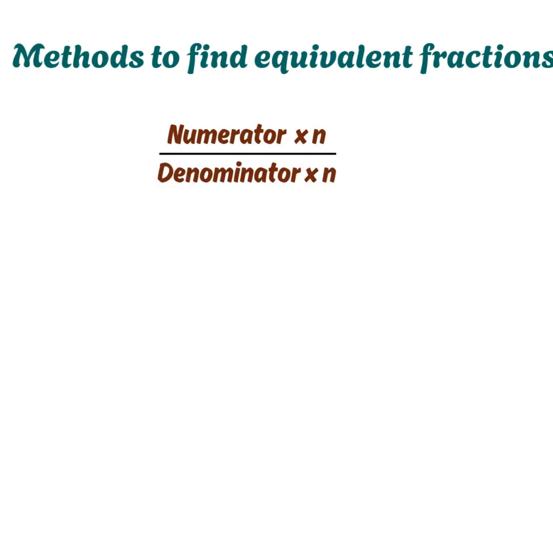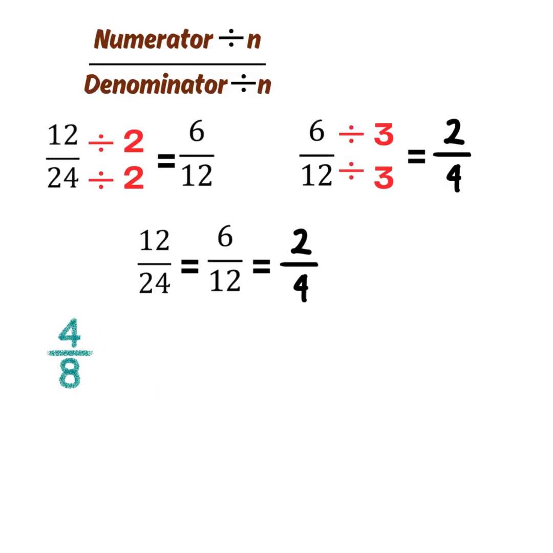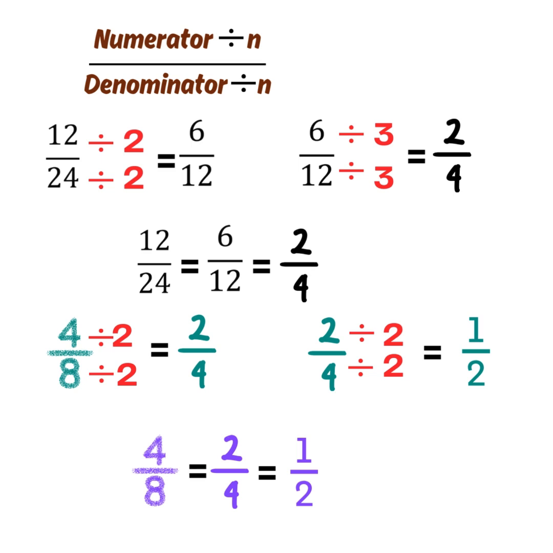There are two main methods to find equivalent fractions. Multiplication method. Multiply the numerator and denominator by the same number. Division method. Divide the numerator and denominator by the same number, only if both are divisible by that number.